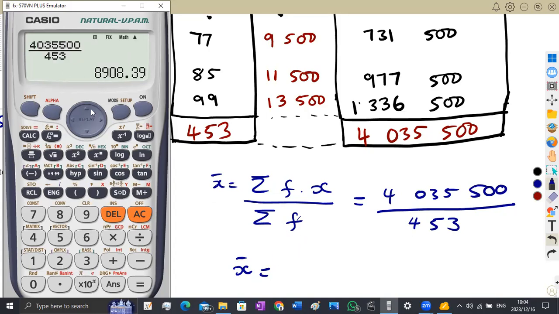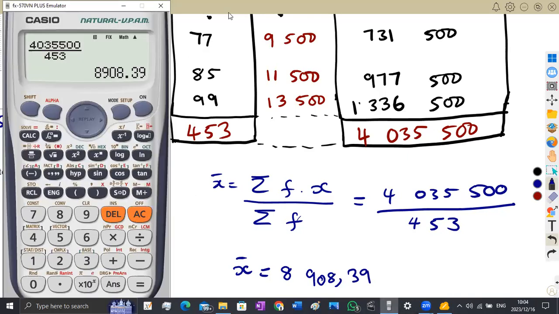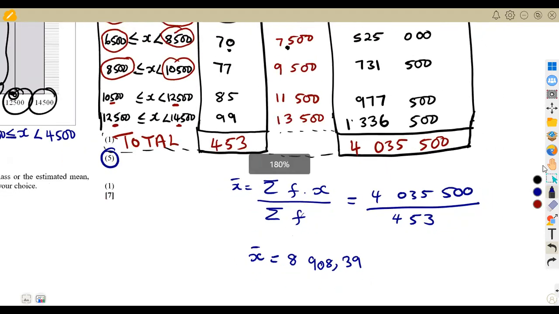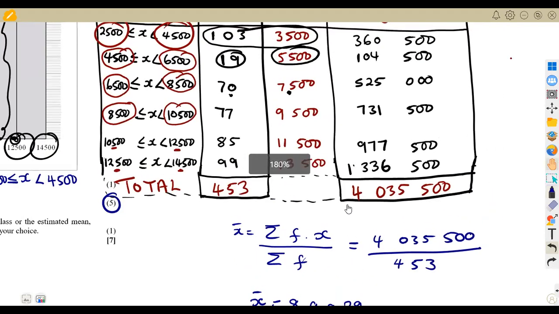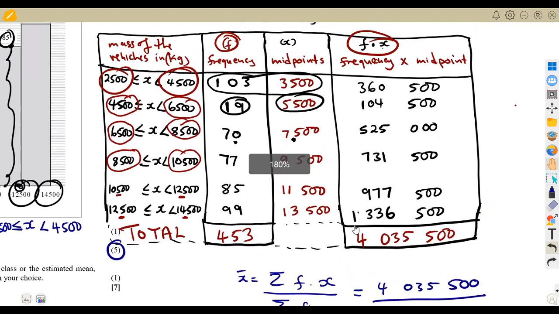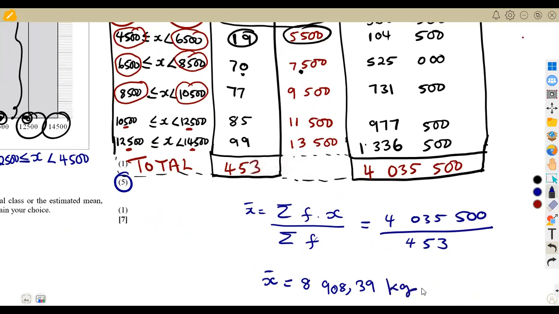So your answer to 2 decimal places is 80.39. All right, so this is the mean, the average mass. Mean means we are talking about the average, the estimated mean. So that is how we calculate our average, and this is the estimated mean mass. This is in kilograms. All right. So that's it. That is how we answer.